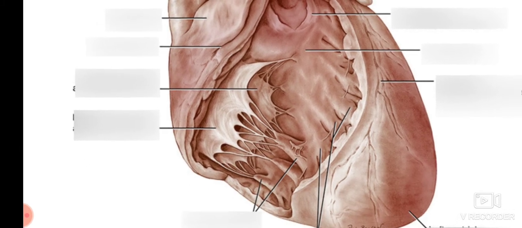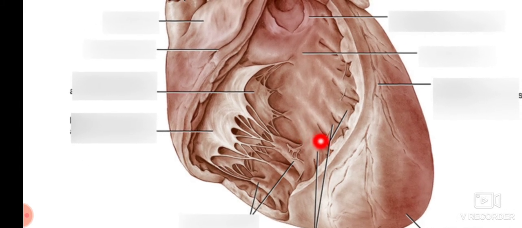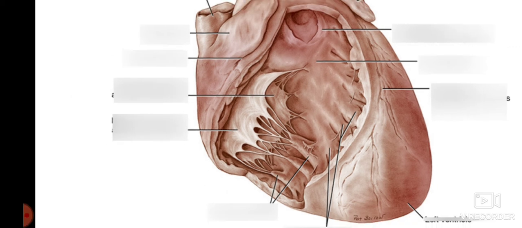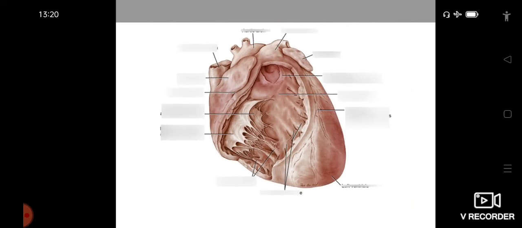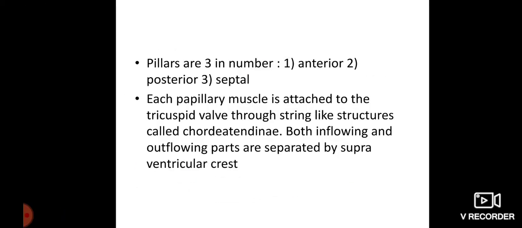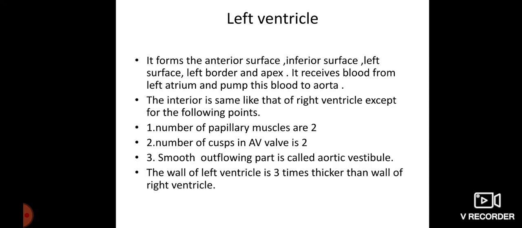In the interior, this diagram shows three papillary muscles as well as chordae tendineae and the cusps of the tricuspid valve. Pillars are three in number: anterior, posterior, septal. Each papillary muscle is attached to the tricuspid valve through string-like structures called chordae tendineae. Both inflowing and outflowing parts are separated by the supraventricular crest.